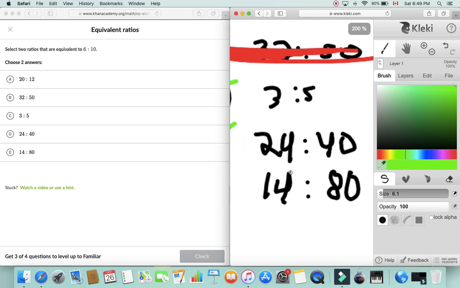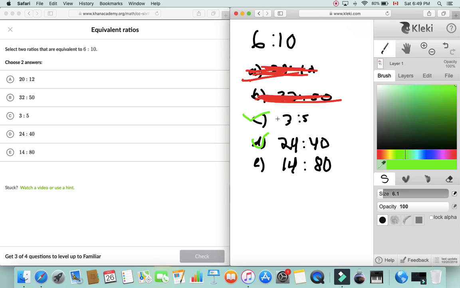How about 6 to 14? So let's think about this. Well, you can't do it because, like, 3, 6, 9, 12, it doesn't reach 14. So it doesn't work either. So I think it's C and D.